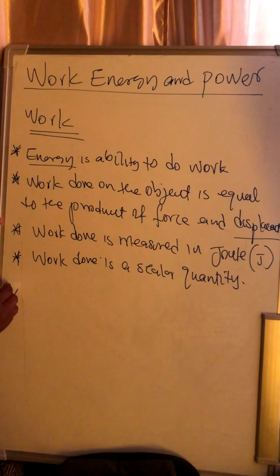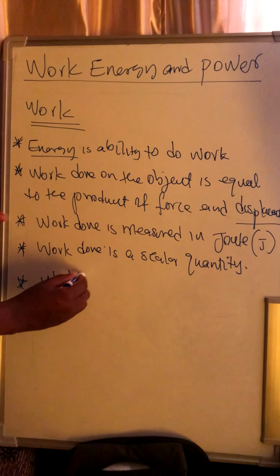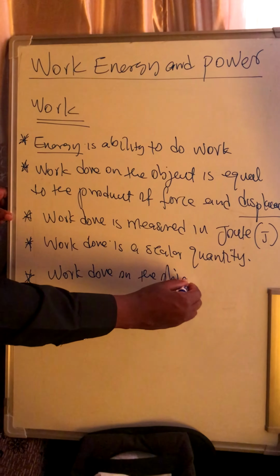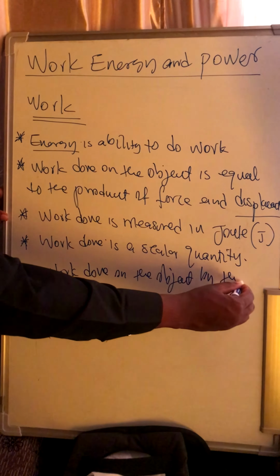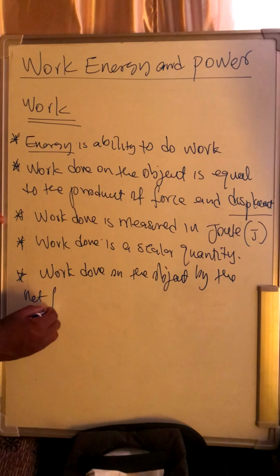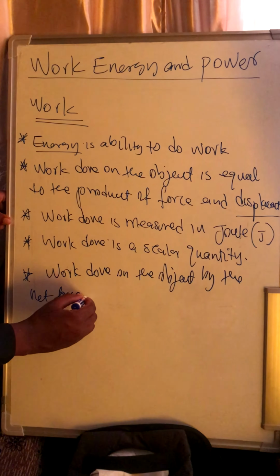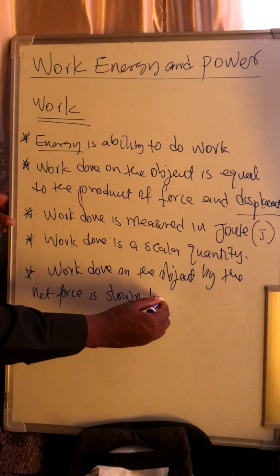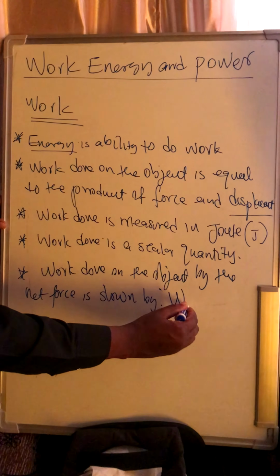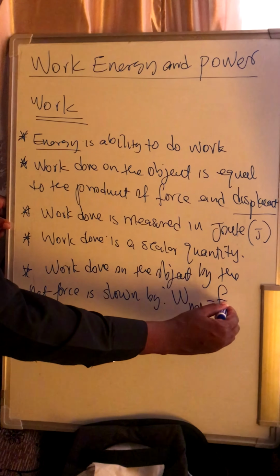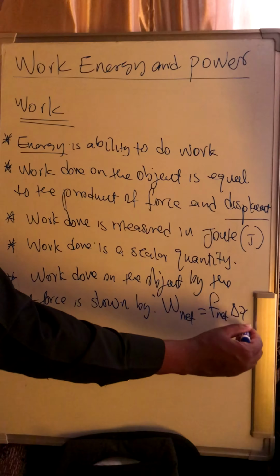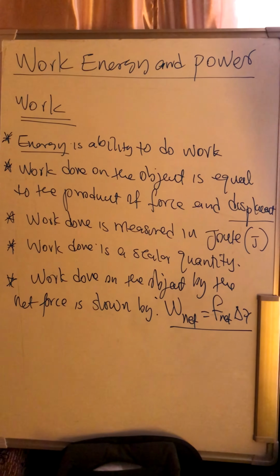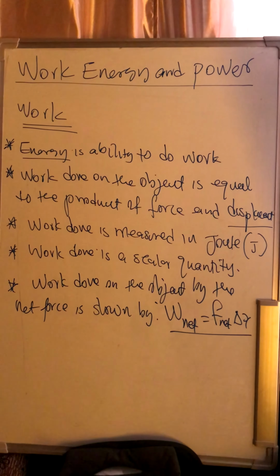Now, the work done on the object by the net force is shown like this: W net is equal to F net change in x. So this is the formula that we use when we want to calculate the net work done on the object.